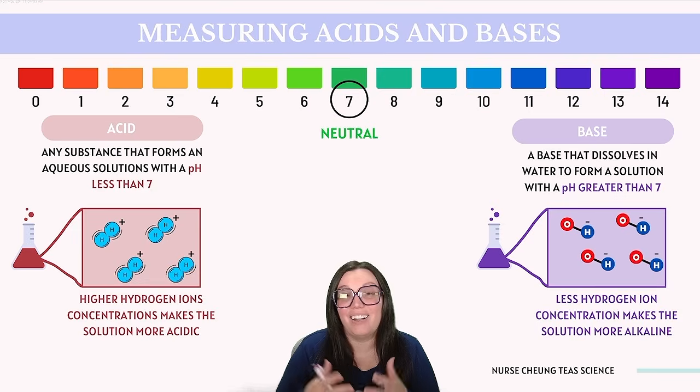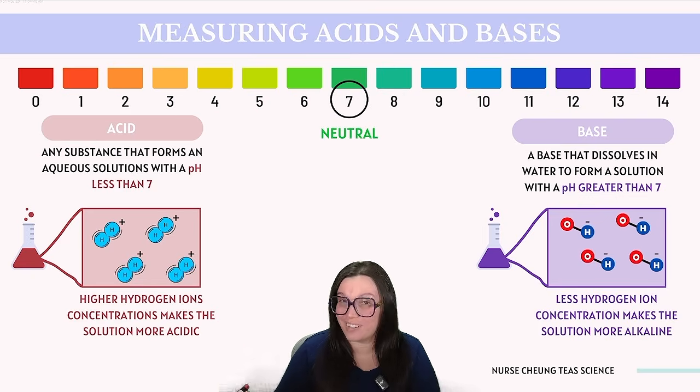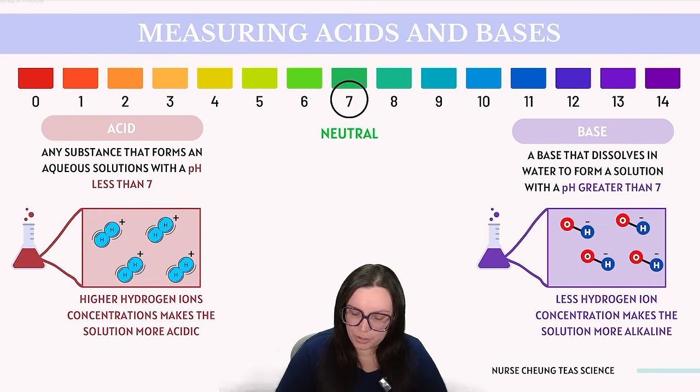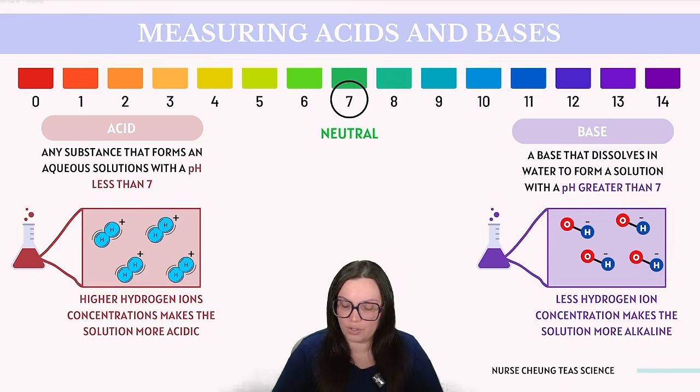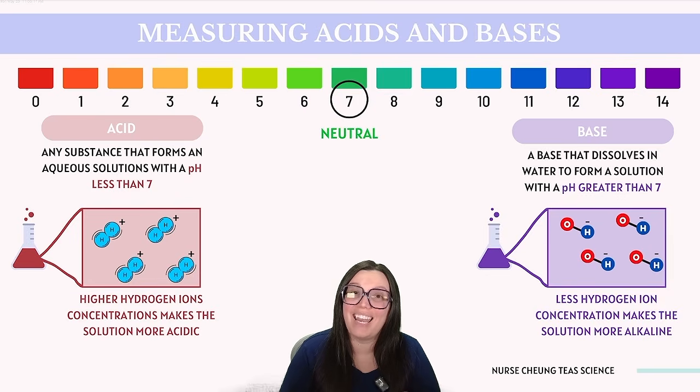On the other hand, bases are substances with a pH greater than 7. Within the category of bases, there are specific subgroups known as alkalines. Alkalines are bases that are soluble in water. When an alkaline dissolves in water, they produce hydroxide ions, also known as OH negative, contributing to the solution's basic nature. A great example of this would be sodium hydroxide, also known as NaOH, which when dissolved in water dissociates into sodium, Na positive, and OH negative ions.